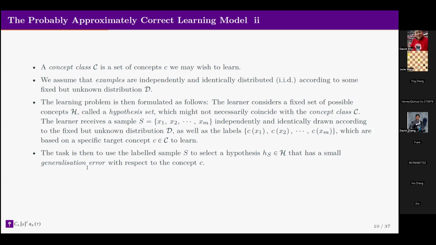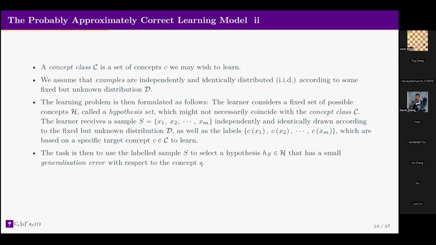Then the learning problem is formulated as follows. The learner considers a fixed set of possible concepts, H, which is a subset of the concept class. And the learner receives samples, which is the input, independently and identically drawn from the fixed but unknown distribution, as well as the label, which is the output that you have, which are based on a specific target concept to learn. The task is then to use the labeled samples to select a hypothesis from the hypothesis set that has a small generalization error with respect to the concept.